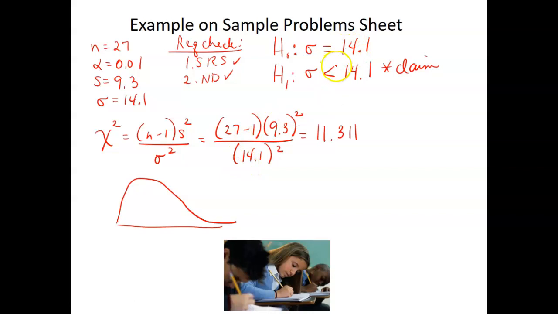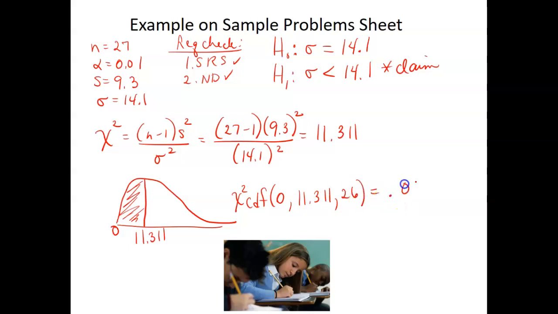All right, this one is a left-tailed test where we don't have to worry about deciding which tail to put it in. We're going to be finding our left tail. So this is going to be 11.311, and we're going to do chi-squared CDF. Remember, this starts at 0, so it's going to be 0 to 11.311 with 26 degrees of freedom. So that's going to be 0.0056. And that is my p-value. It's a one-tailed test, so there's no need to double this.